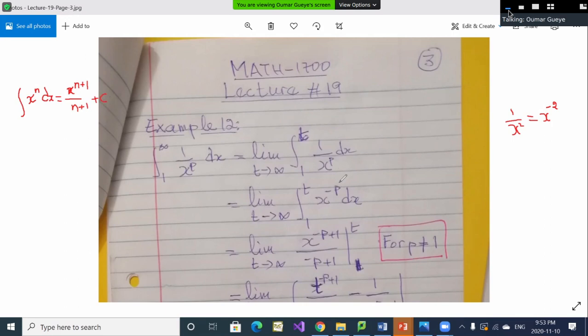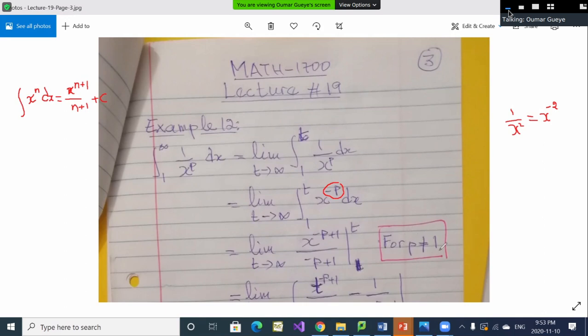Now I have my n equal to minus p. This is my n. I'm going to apply this formula when n is minus p. By doing so, you will get x to the power n plus 1 over n plus 1, because my n is minus p. And we use exactly what the FTC says. You integrate from 1 to t. That's why you're going to be here at 1 and at t.